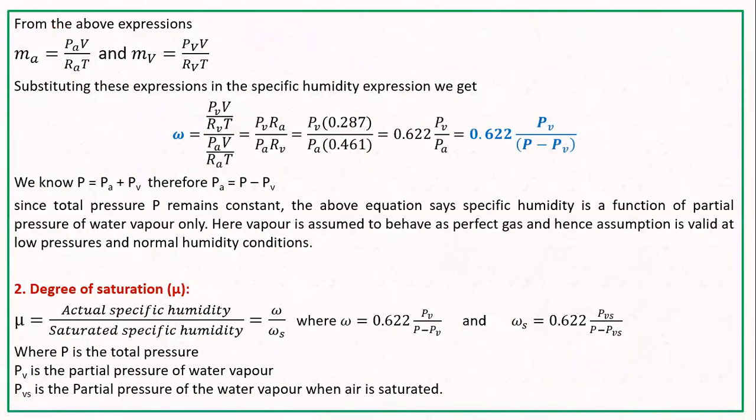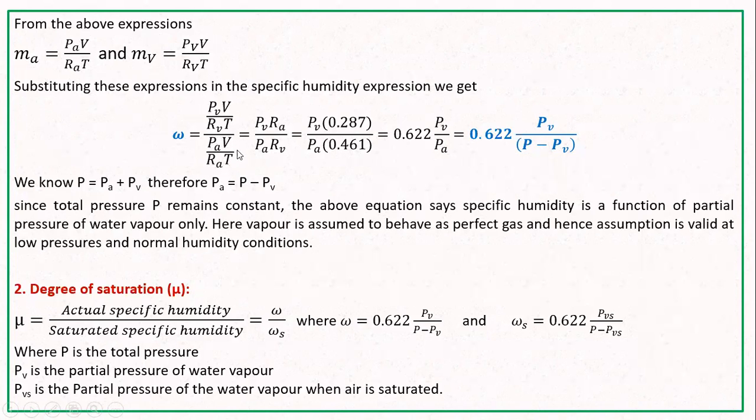Next, from that we obtain the masses. PV is equal to mRT. So the mass of the air will be equal to PAV by RAT, and mass of the vapor will be equal to PVV by RVT. Now substitute these two expressions in the specific humidity. So specific humidity will be equal to mass of the vapor divided by mass of the air. So mass of the vapor is PVV by RVT divided by mass of the air, PAV by RAT.